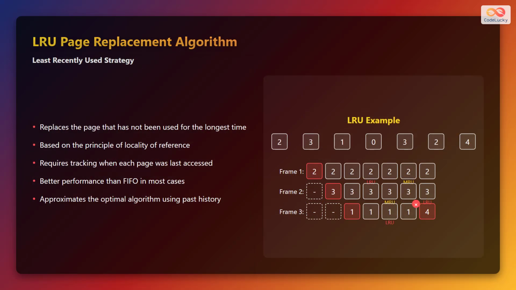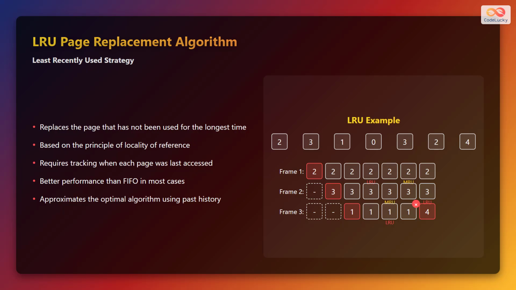Let's discuss the LRU page replacement algorithm. LRU stands for least recently used. It replaces the page that has not been used for the longest time. It is based on the principle of locality of reference. It requires tracking when each page was last accessed. It provides better performance than FIFO in most cases. It approximates the optimal algorithm using past history.